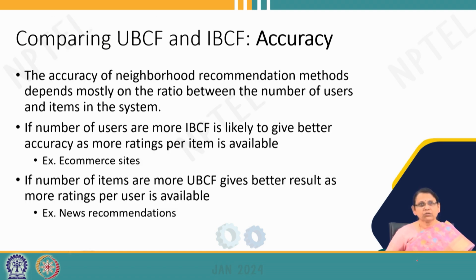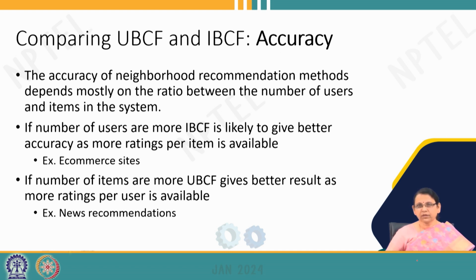We can compare user based collaborative filtering and item based collaborative filtering on many aspects. So first of all, we start with accuracy. Accuracy of a neighborhood recommendation method depends mostly on the ratio between the number of users and number of items in the system. Typically, in an e-commerce system like that of Amazon, the number of users is much more than the number of items. In such situations, item based collaborative filtering is likely to give better accuracy.